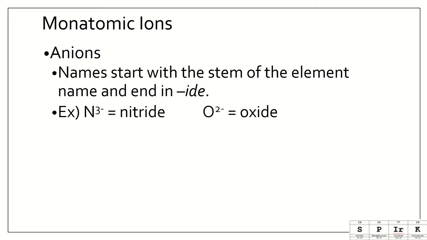Let's go to anions. Their names start with the stem of the element name and end in IDE. So N3-, or nitrogen, becomes nitride. We cut off the OGEN and it becomes nitride. O2-, we know that element is oxygen. So again, we cut off the ending and we change it to IDE, oxide.